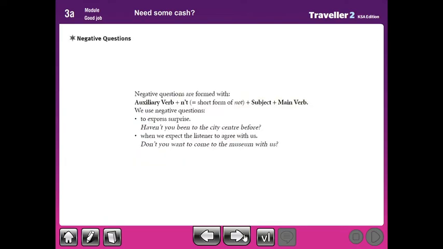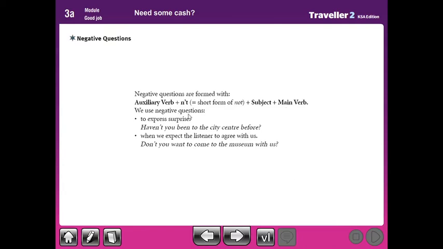Now we are going to learn how to make a negative question. To make a negative question, we want to have an auxiliary verb. Auxiliary verb means verb to be: am, is, are, was, were, do, does, did, have, has, had, plus not, plus subject, plus main verb.